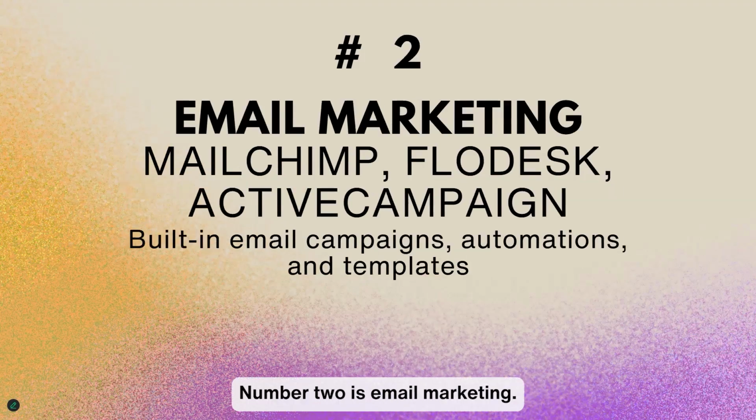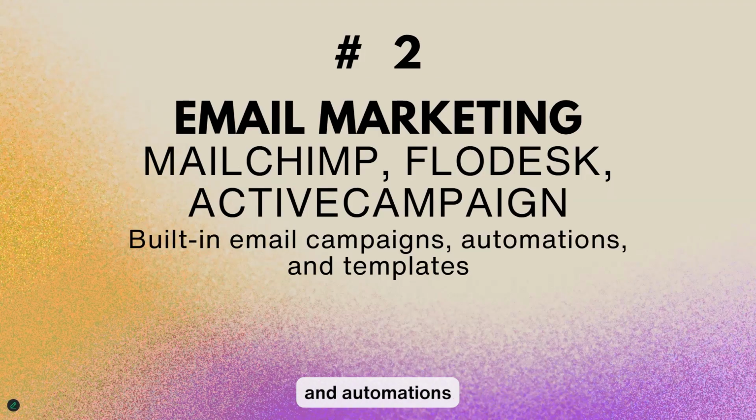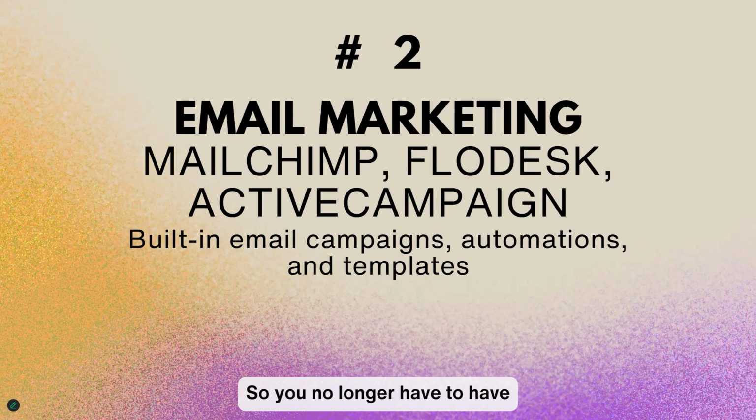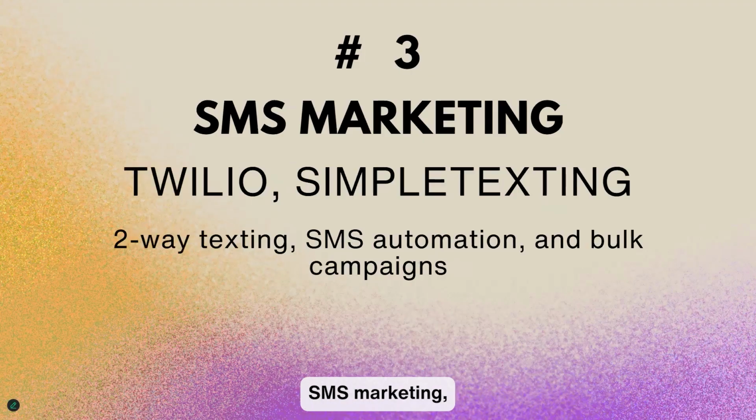Okay, number two is email marketing. You may have subscriptions for things like MailChimp, FlowDesk, ActiveCampaign. You have built-in campaigns and automations and templates in OneTech, so you no longer have to have a separate email marketing platform. You get that already built into OneTech. Okay, if you're doing any sort of SMS marketing, you likely have subscriptions for things like Twilio or SimpleTexting or something like that. With OneTech, you have two-way texting built in, SMS automations, and even bulk campaigns all built in.